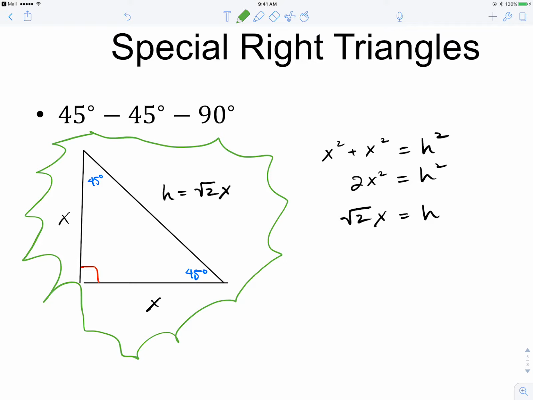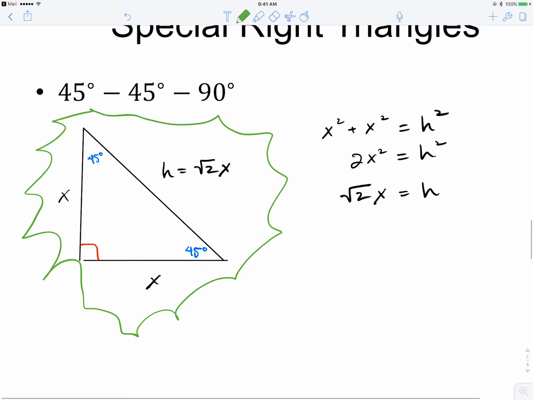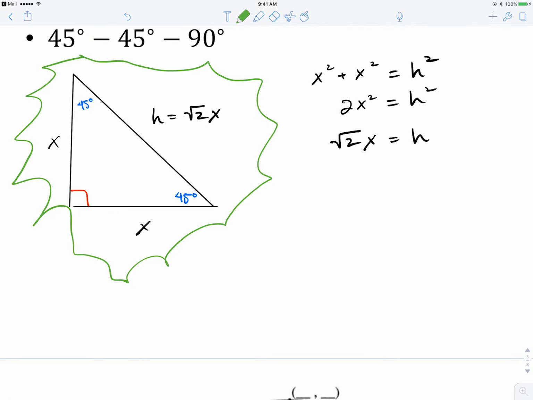So you guys, the next thing that we're going to do is derive the angles of the unit circle as well as some points that lie on the unit circle. You guys are probably wondering, what the heck is a unit circle?